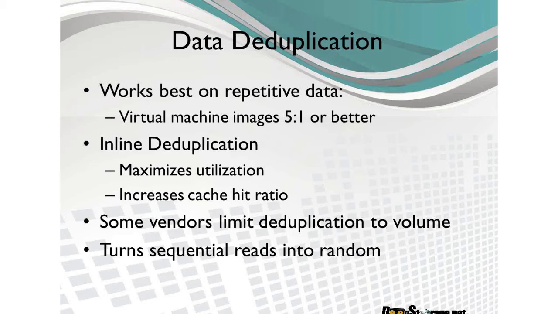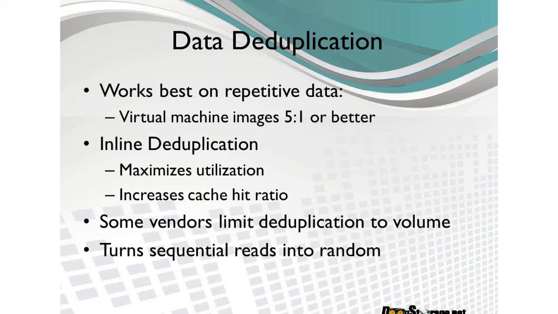If you do deduplication inline, that is, deduplicate as data arrives at the system, you can maximize system utilization. And again, like compression, if it extends to the cache, you can extend the cache hit ratio.